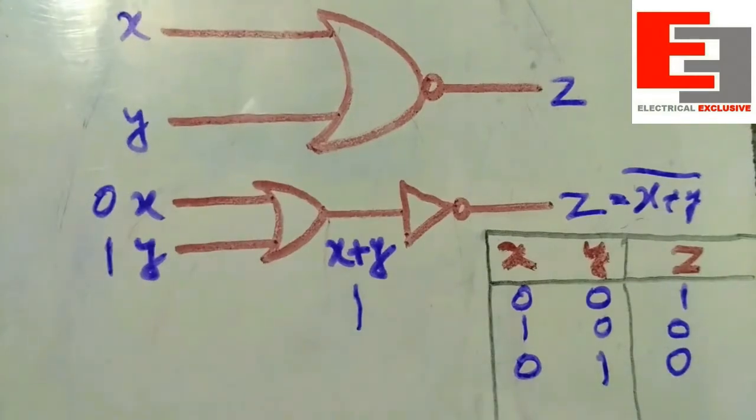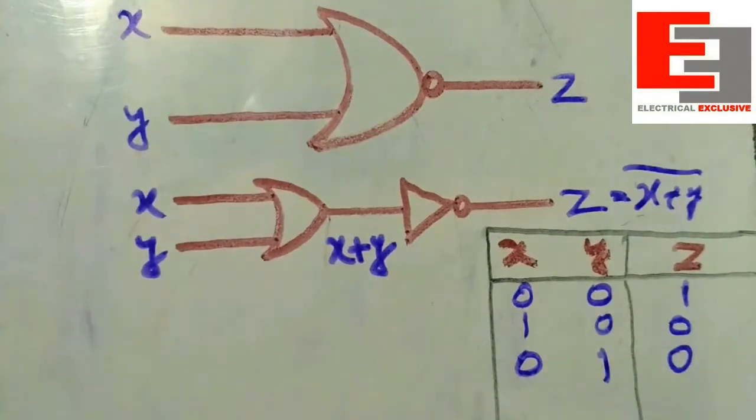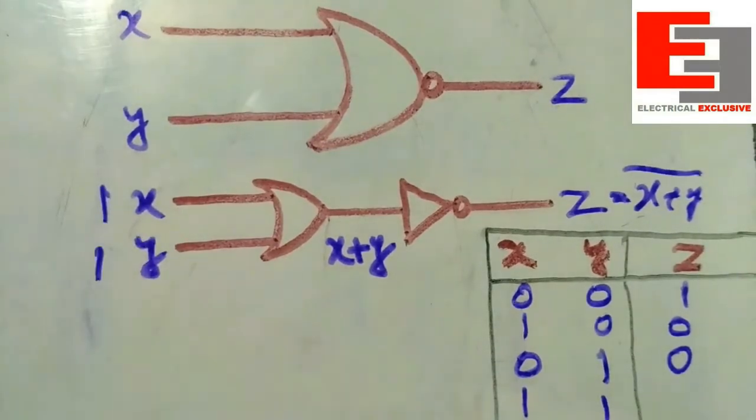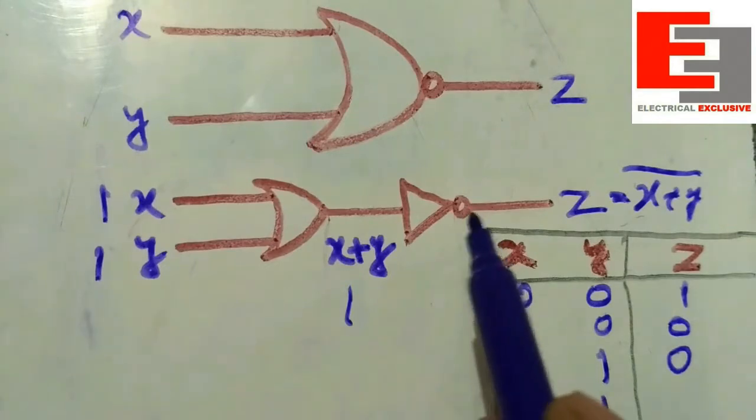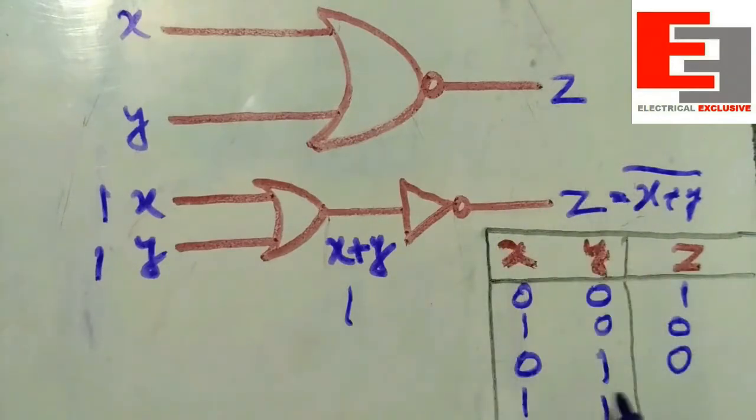Now we shall verify the final case. If both the inputs are 1, X is 1 and Y is 1, so no doubt over here the signal will be 1 plus 1, that is 1, which has to be inverted by this NOT gate and it becomes 0. So output is 0. For the NOR gate, the output is available only when both the inputs are 0. Now let's go to the simulator to see the working model of the NOR gate.